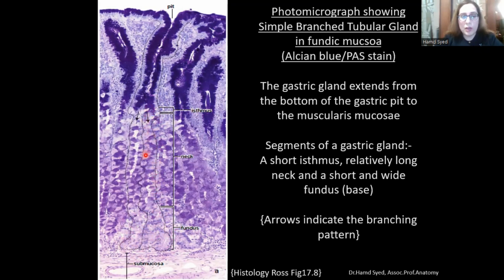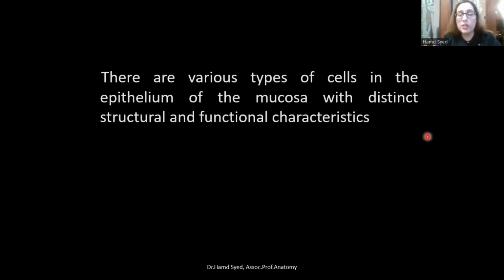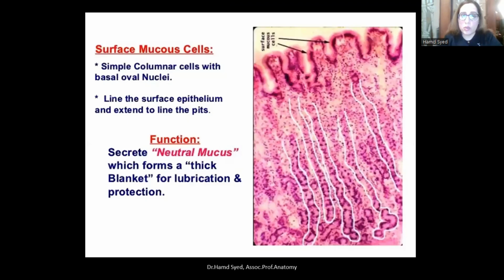Now, the whole of this gastric gland, remember, is lined by epithelial cells, of course, but these are different types of epithelial cells, and we will be talking about them in the further slides. Each cell has its own distinct function and its distinct histology. Those which are present at the surface of the gastric mucosa are known as surface mucous cells. Surface mucous cells, I told you before, are simple columnar cells with basal oval nuclei. You can see they have been pointed out by the black arrows in this histomicrograph, and they line the surface epithelium, so they also extend into the gastric pits.